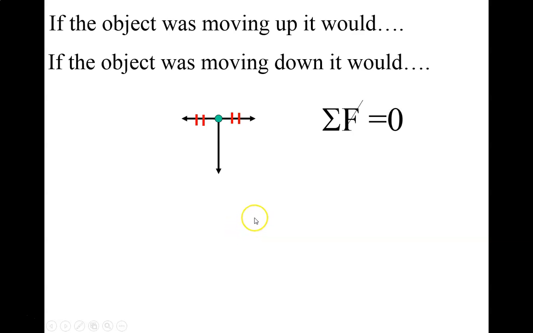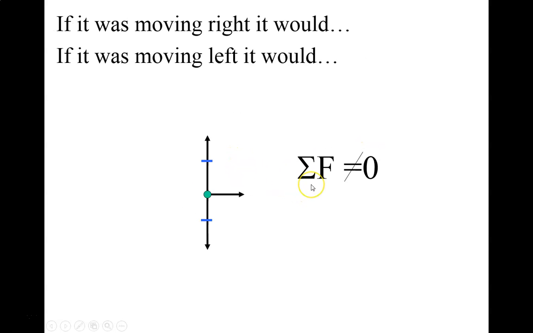So here the forces do not balance. There is a net force, and it would be a net force downward, of course. And if the object was moving upward and had this force diagram, what would it be doing? It would be slowing down. Now, if the object was moving downward and had this force diagram, it would be speeding up.